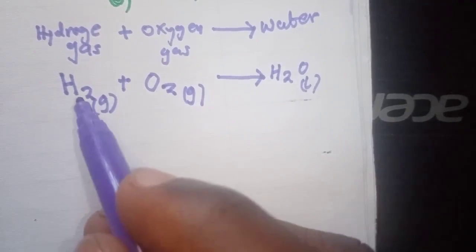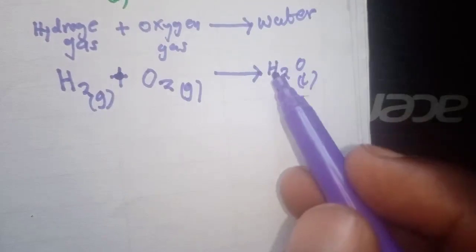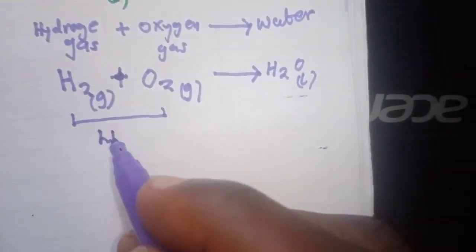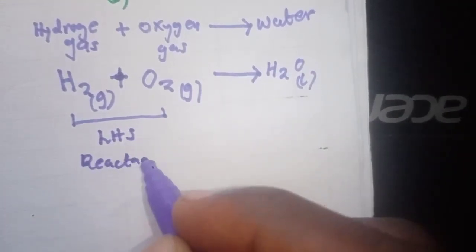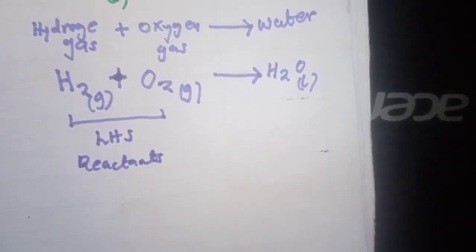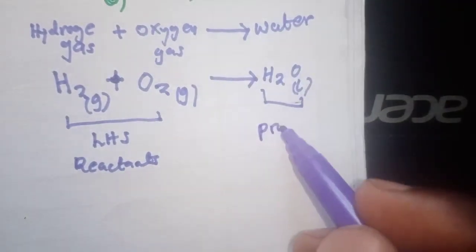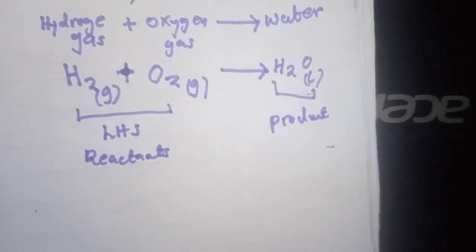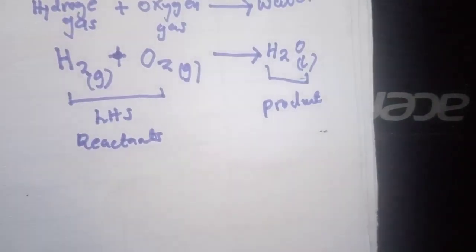So when we look at this, this is a reactant, and this is also a reactant. These two react together to form water. The reactants are the substances that are reacting, and what is formed here is the product. The product can be one substance or many substances. Here we only have one substance as the product.